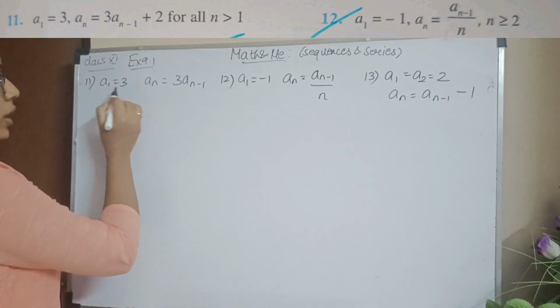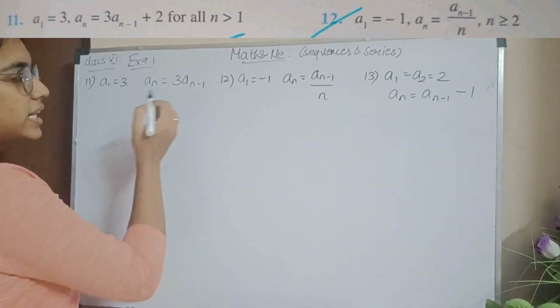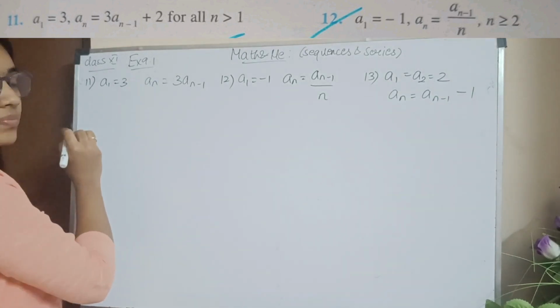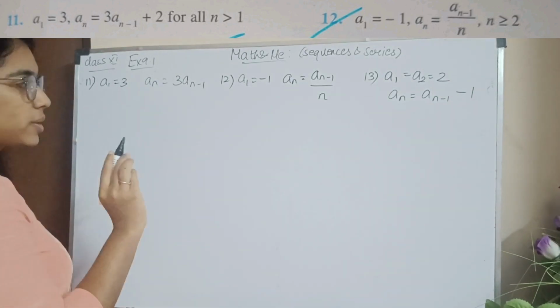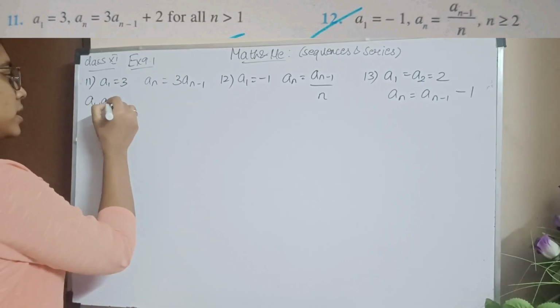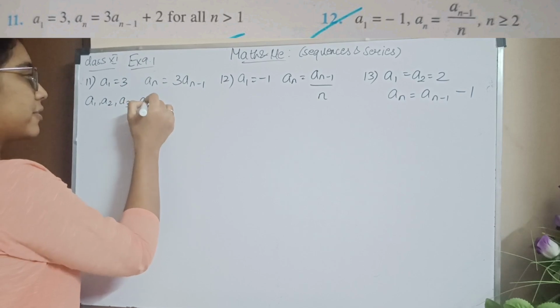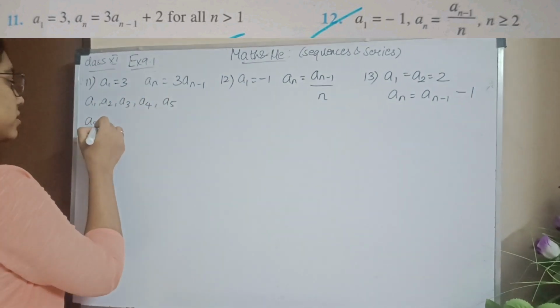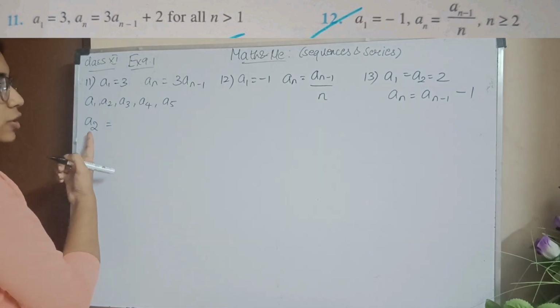So I'm given a1 equals 3, a_n equals 3 times a_(n-1). So when I substitute, I already have the value of a1. I need to find the first 5 terms, which means I need to find a1, a2, a3, a4 and a5. I already know what my a1 is.